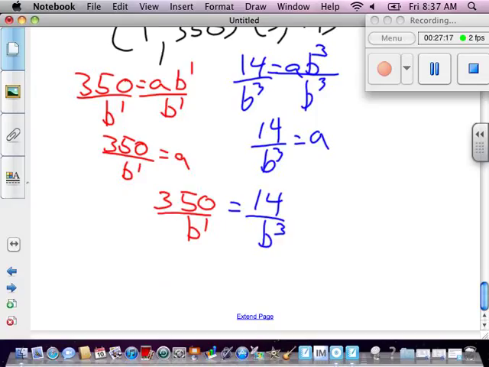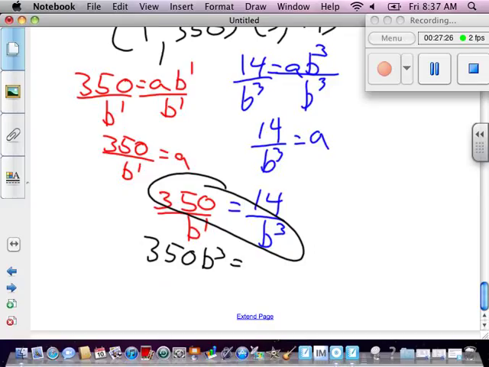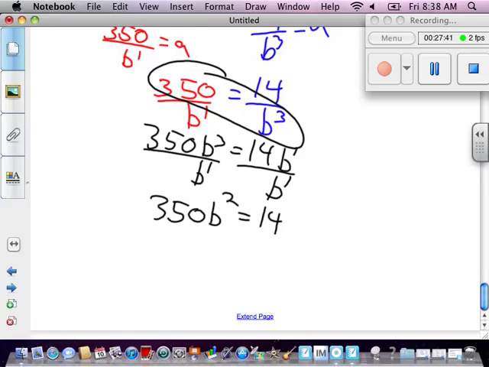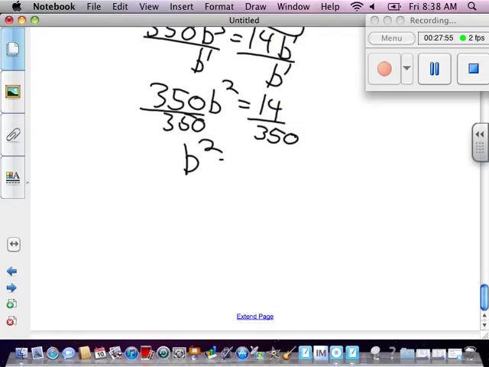Once I'm here, I'm going to cross multiply. Then what am I going to do? Divide by that B. 3 minus 1 gives me what? 2. So 350 B squared equals 14. Then I'm going to divide both sides by 350. 14 divided by 350 gives us 0.04. Then I'm going to square root.